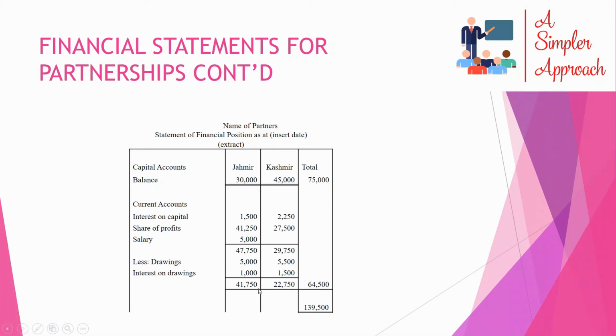Then you add these two current account balances together, Jamir's and Kashmir's, 41,750 and 22,750, and it gives you a total of 64,500. Then lastly, you add the 64,500 to the 75,000, and it gives you a grand total of 139,500. Now this figure on this double line right here should be the same figure at the end of dealing with the other four sections.